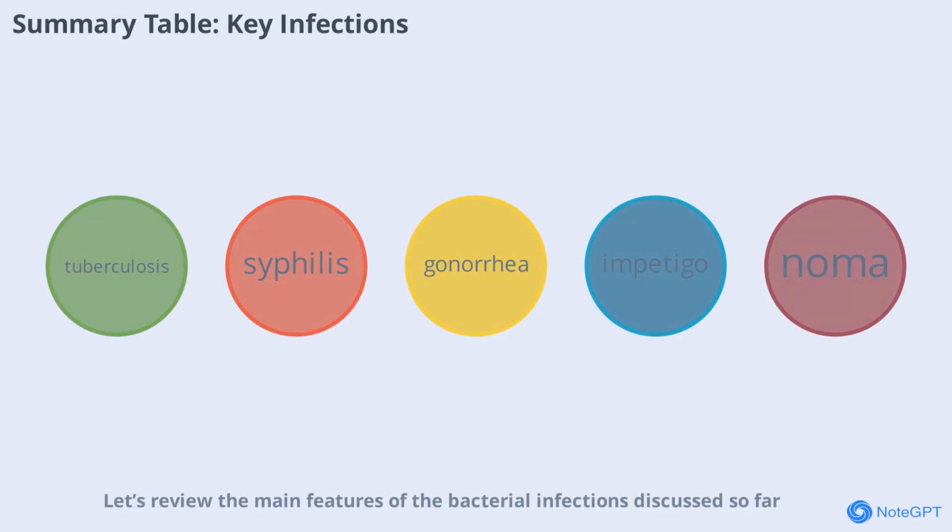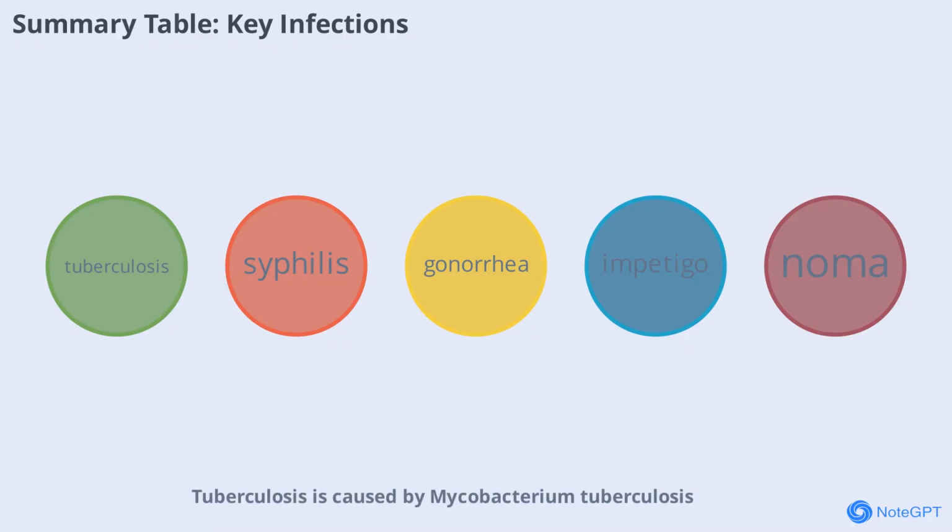Let's review the main features of the bacterial infections discussed so far. Tuberculosis is caused by Mycobacterium tuberculosis, syphilis by Treponema pallidum, gonorrhea by Neisseria gonorrhoeae, impetigo by Staphylococcus aureus or Streptococcus pyogenes, cat scratch disease by Bartonella henselae, NUG by Borrelia vincentii and fusiform bacilli, and Noma by a mix of anaerobic bacteria. Each infection has unique transmission routes, clinical features, and preferred treatment.